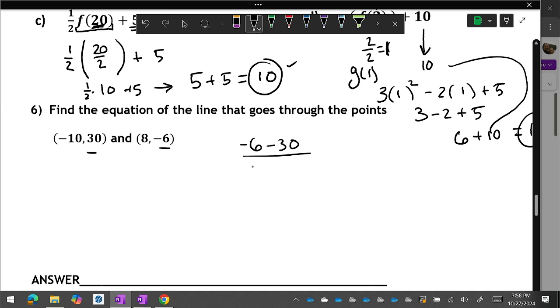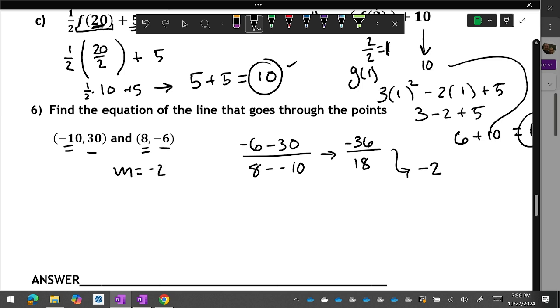And then the denominator, I'm going to take -8 minus -10. So if you look, what I have here is I took the difference in my x values, and I did the same order for those points. This numerator is the number -36, and that denominator is the number +18. So we're looking at -36 divided by +18. And I'm going to say I don't need a calculator. That is -2. So my slope is -2.